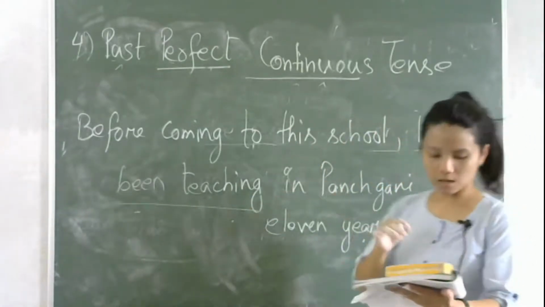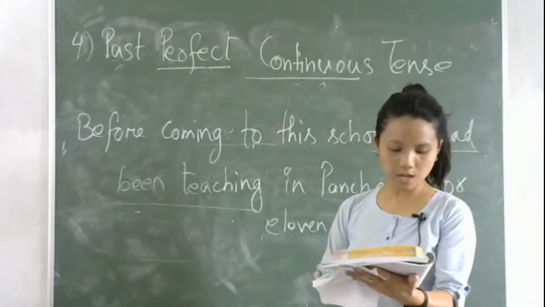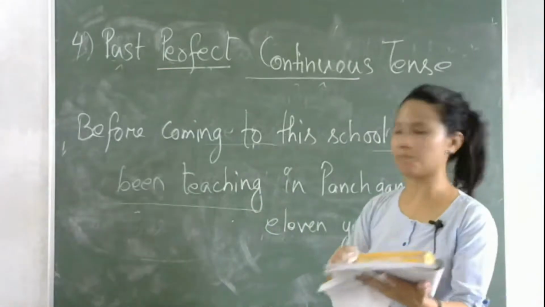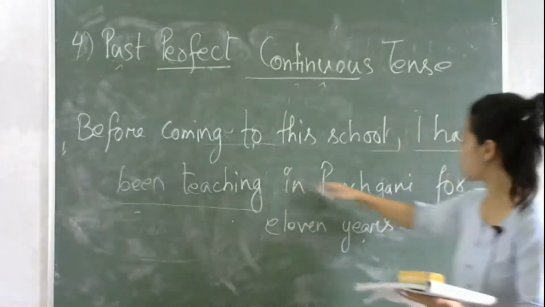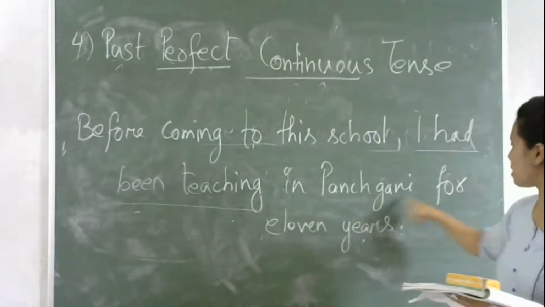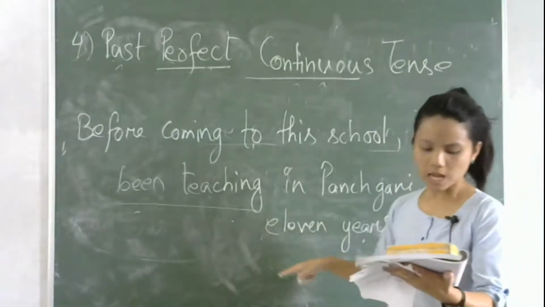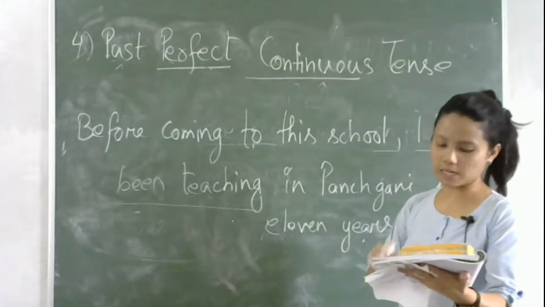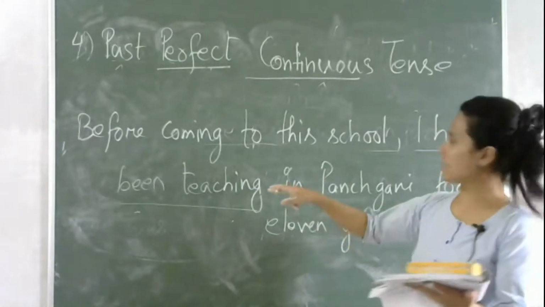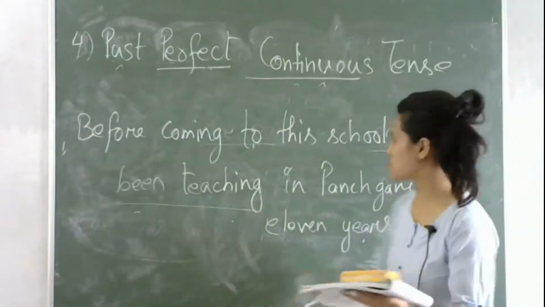The explanation is also given in the book, so please look at your books. In this sentence, the action of teaching in Panchgani began. Which came first? The action of teaching. Teaching where? In Panchgani. For how many years? For 11 years. The action of teaching in Panchgani began more than 11 years ago. It went on for 11 years and was completed when I came to this school.